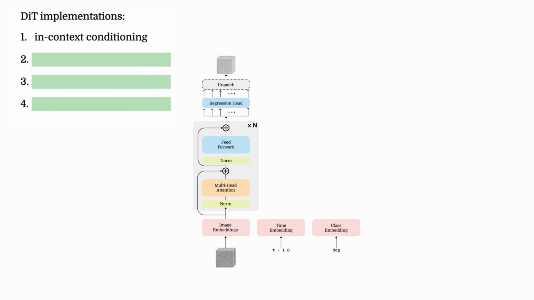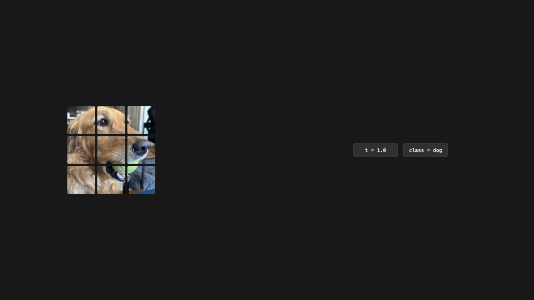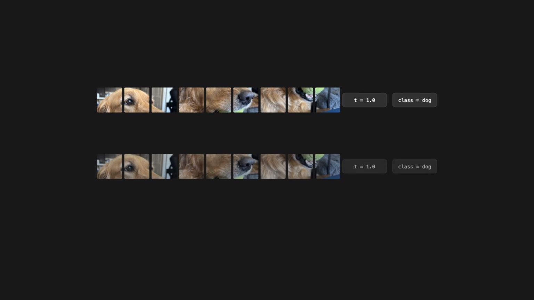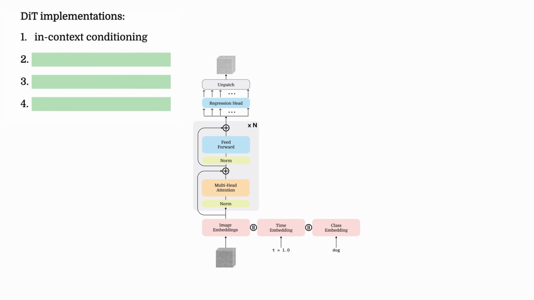Option 1 treats time and class as extra tokens and simply concatenates them to the input patches. We'll call them conditioning tokens from now on. This technically works. Self-attention allows the conditioning tokens to influence all image tokens. But time and class are now competing with image tokens for attention bandwidth and might end up being ignored. This calls for a conditioning mechanism that gives time and class special treatment compared to the other tokens.